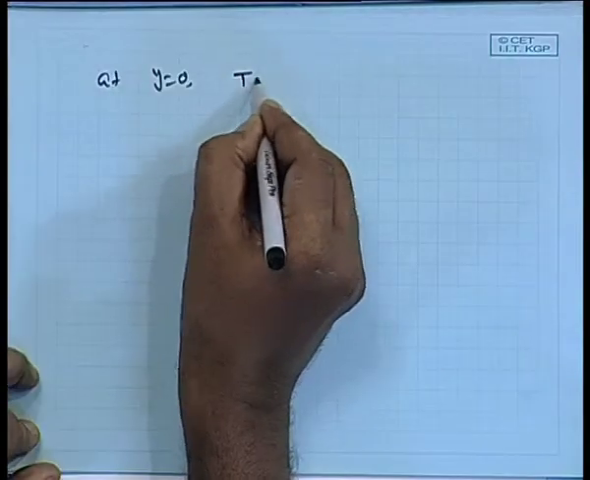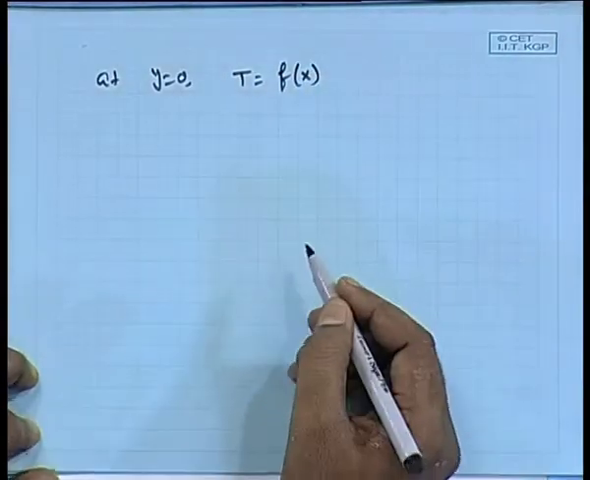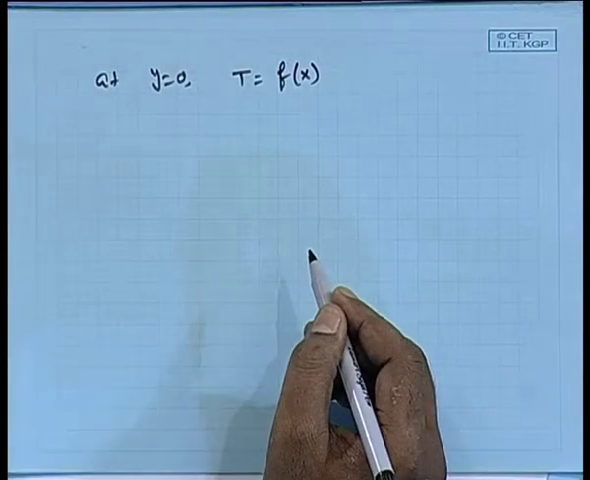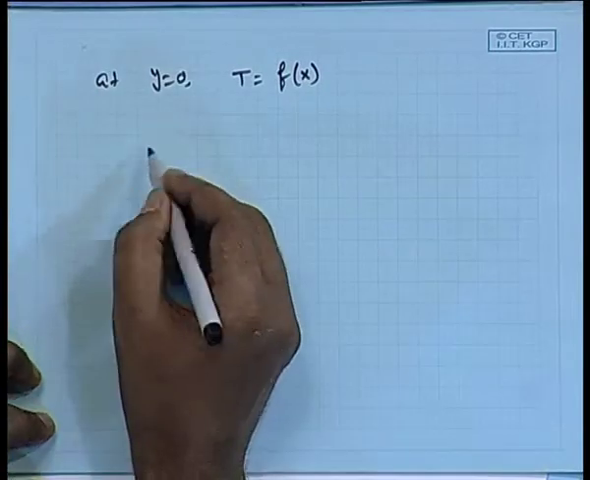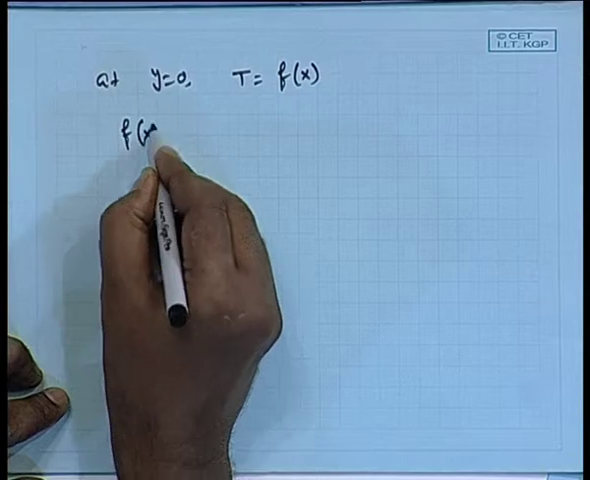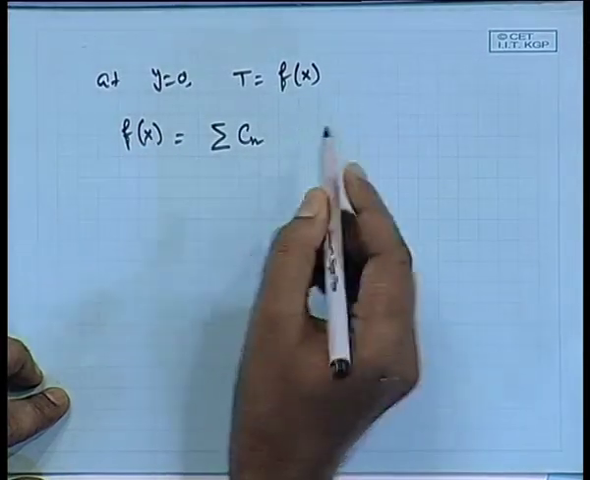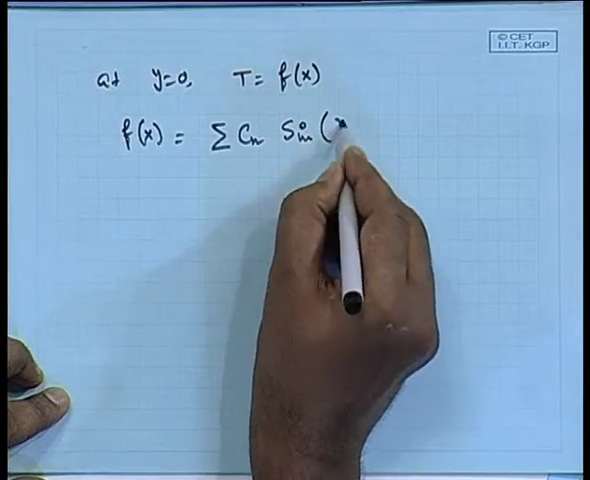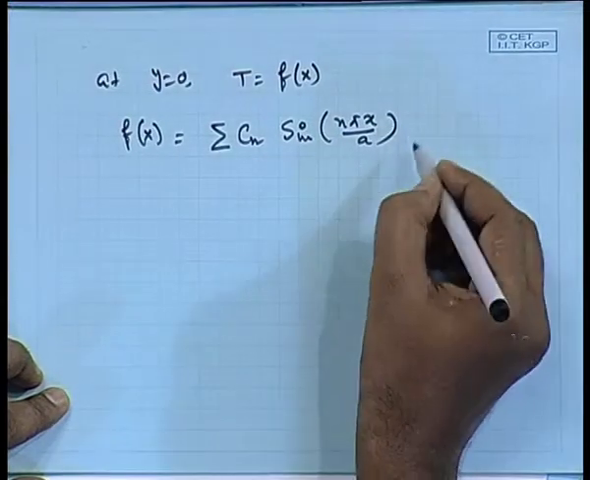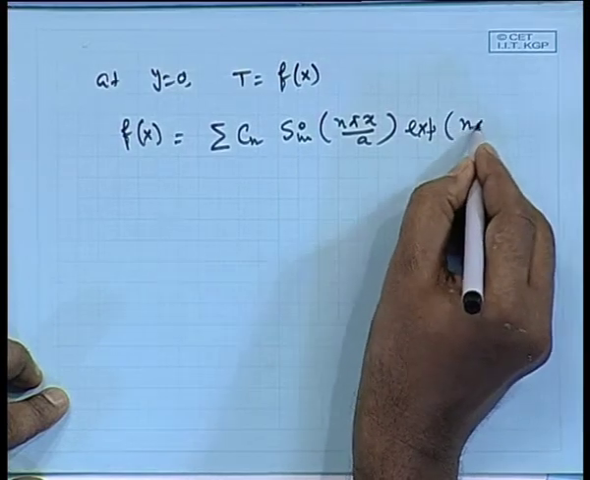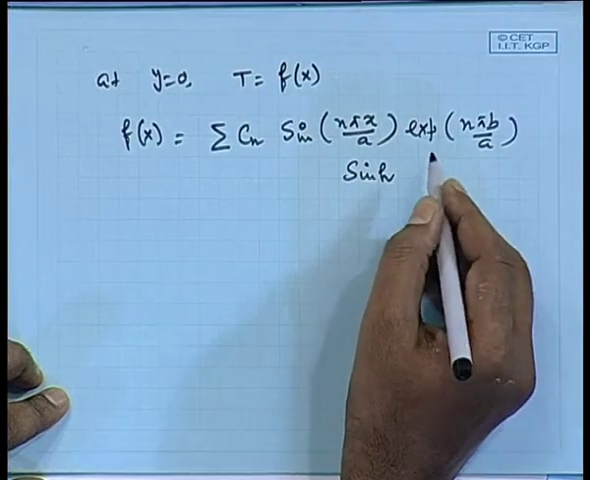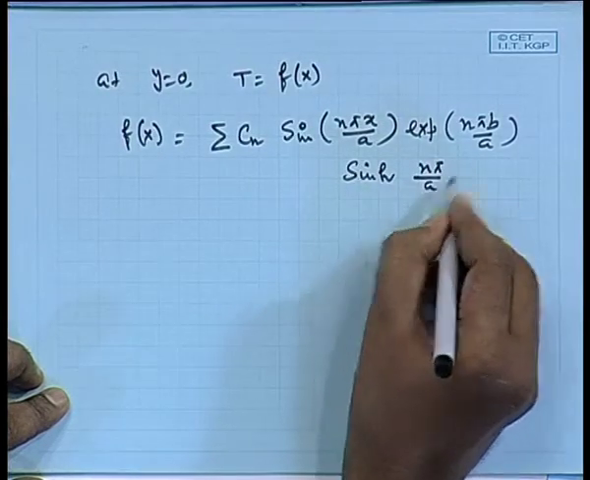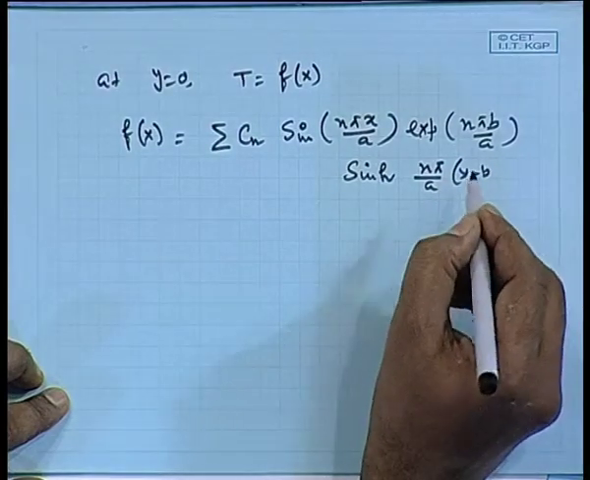So, what is that? At y equal to 0, your T was equal to some prescribed function f(x), let us say kx, kx squared, kx plus c, sin kx, whatever it is, or a constant maybe, T1, let us say. If you do that, then f(x) is the summation of C n sin n pi x by a exponential n pi b by a sinh n pi by a (y minus b). Y is 0, so it will be minus b. Okay.